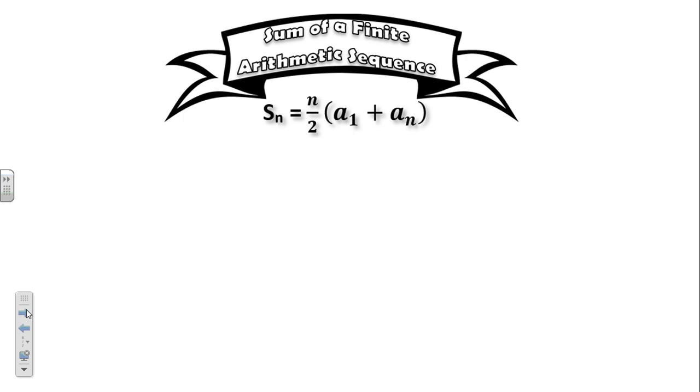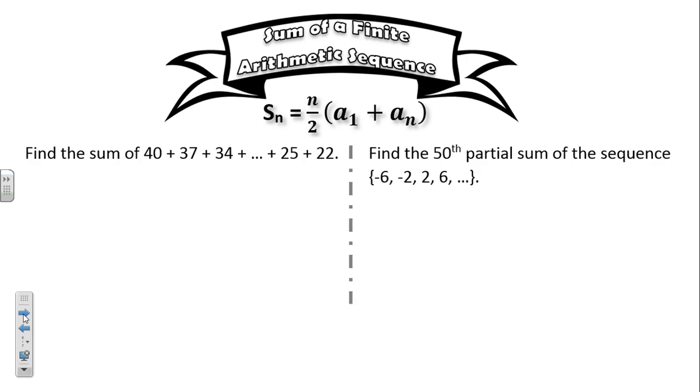So we have 2 last problems to work on. One of them is finding the sum of 40 plus 37 plus 34 plus blah blah blah plus 25 plus 22. Now, is there a big gap between 34 and 25? Not really, right? So we can probably figure out how many terms there are between those two. Make sense? So do we have a common difference here? Negative 3. So our common difference is negative 3.